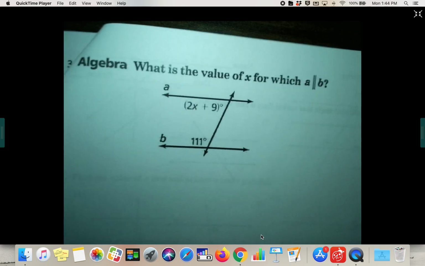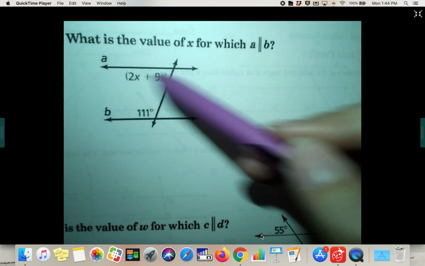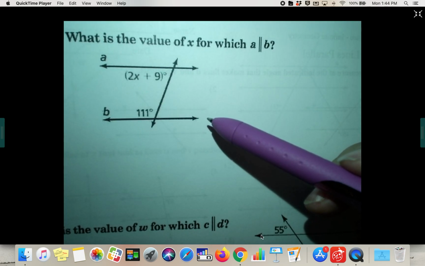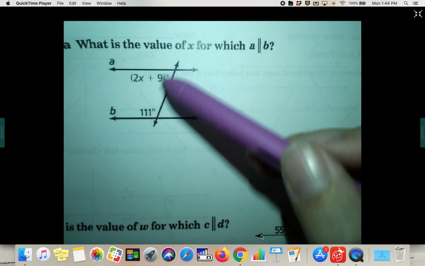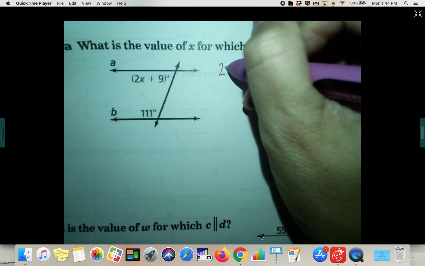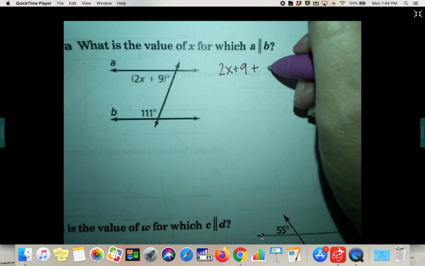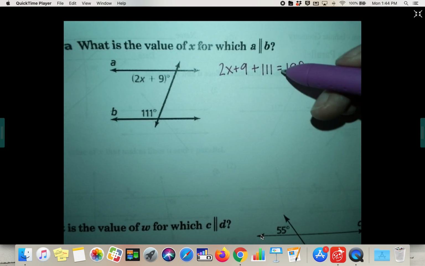The next page says, what is the value of x for which A would be parallel to B? So if we want A to be parallel to B, what does x need to be? Well, look at the relationship between these. These are same side interior, which means they're supplementary. So I would put 2x plus 9 plus 111 degrees has to add up to 180 because they are supplementary.